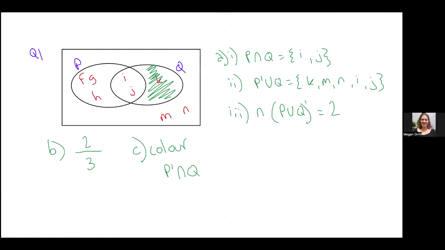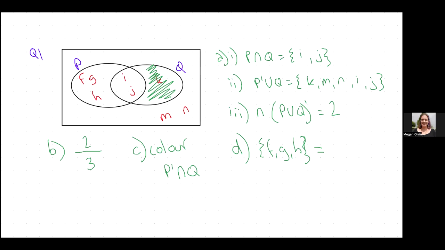All right, and then D is asking us to use set notation to describe FGH. So if we look at F, G, and H, how could we talk about that using set notation? So it's kind of doing it backwards. Like up here, it gave us the set notation and told us to say what's in it. Now it's doing the opposite.